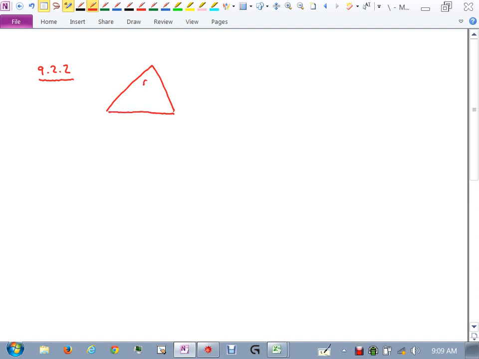So I tell you, this angle is 60 degrees, that angle is 40 degrees, and then this side is 4. And I ask you to solve the triangle.